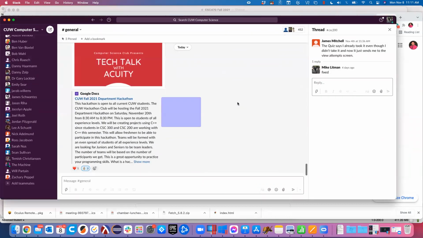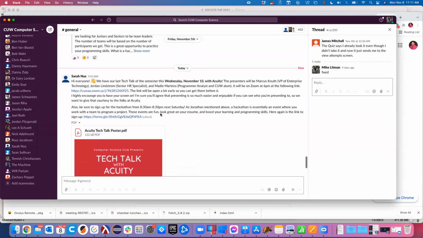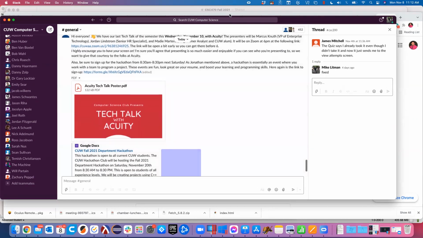Also, it looks like there's a hackathon thing. So the hackathon is next Saturday, and there's a sign up link for it. I think they're doing something with robotics, but I don't remember for sure. But encourage you to get involved with that as well. Okay. So there's that stuff.